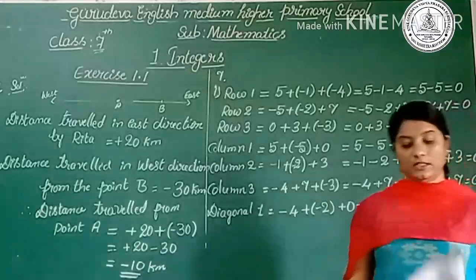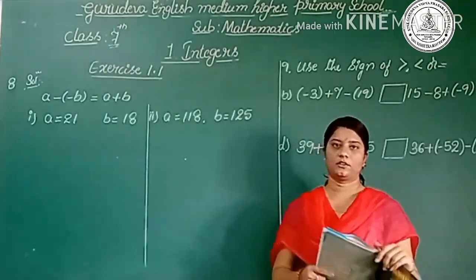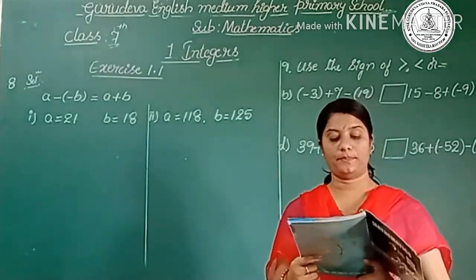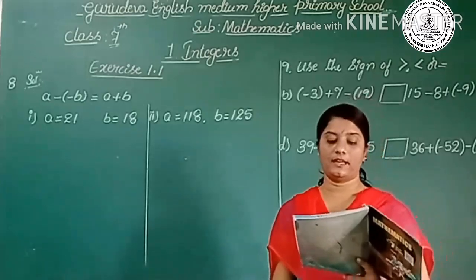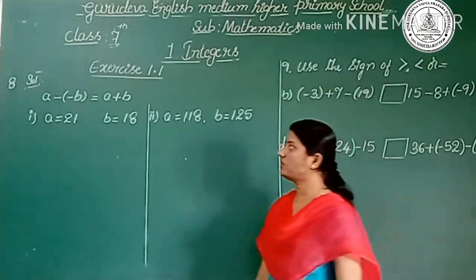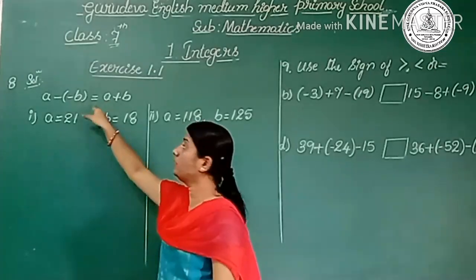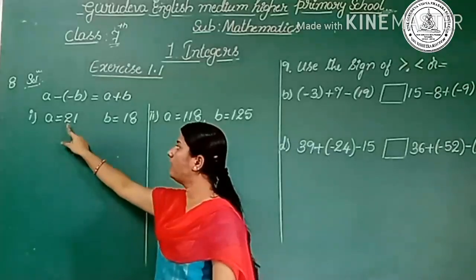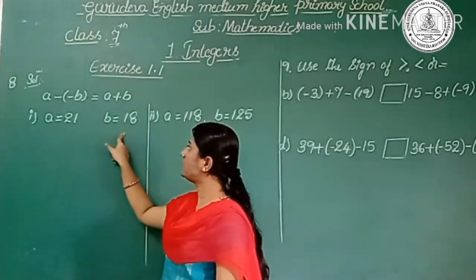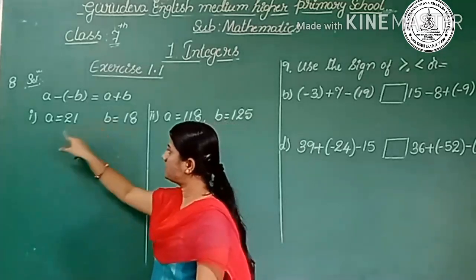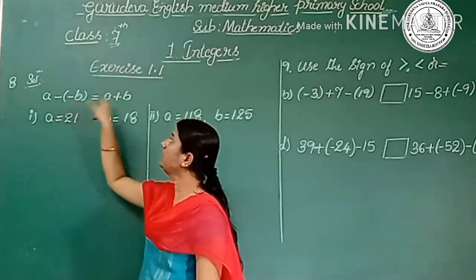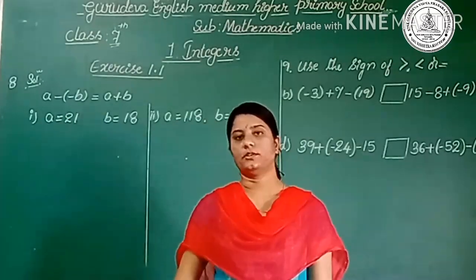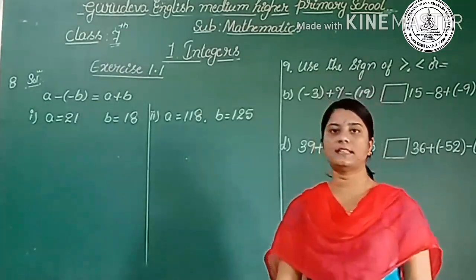Okay. Let's go for question number 8. Verify a minus of minus b is equal to a plus b for the following values of a and b. Here they have given one equation, a minus of minus b is equal to a plus b. For the given values a equals 21 and b equals 8, if we substitute the values of a and b in the given equation, it should satisfy, meaning LHS equals RHS. So let's see whether it is satisfied or not.